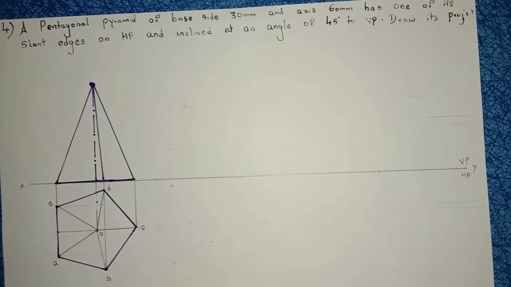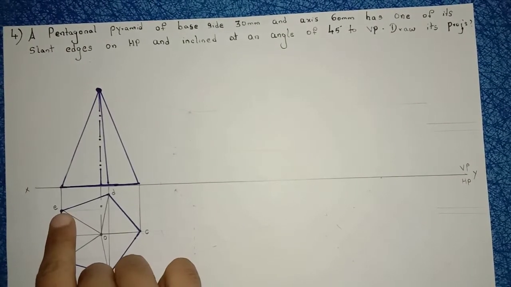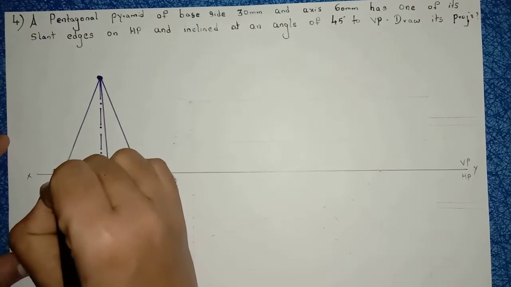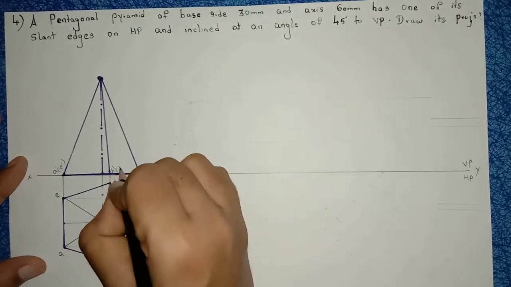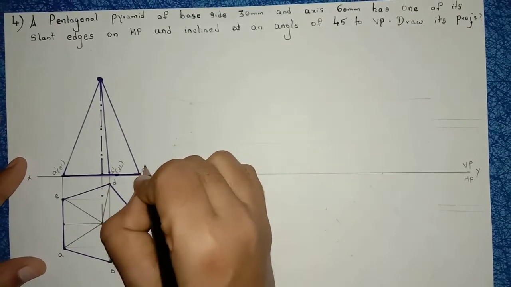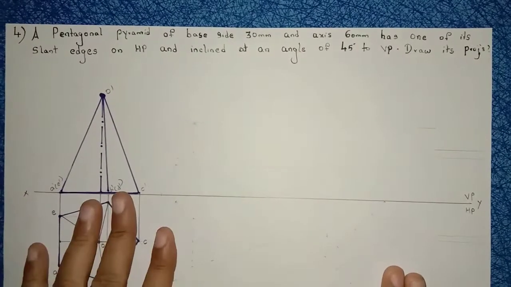Right, so name the points here. A, E we are projecting now, so write down this as A dash, E dash. B, D we are projecting, B dash, D dash. C we are projecting, C dash. O, O dash. Right, so this is your initial position.